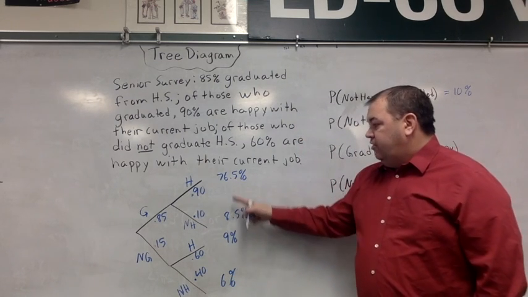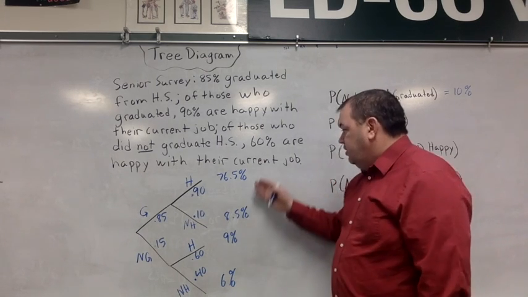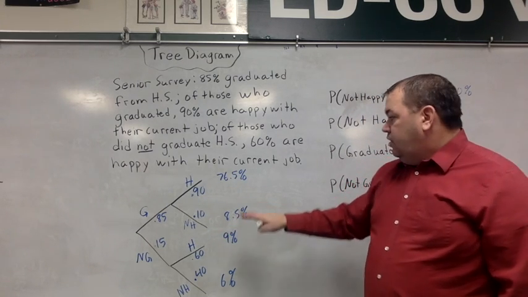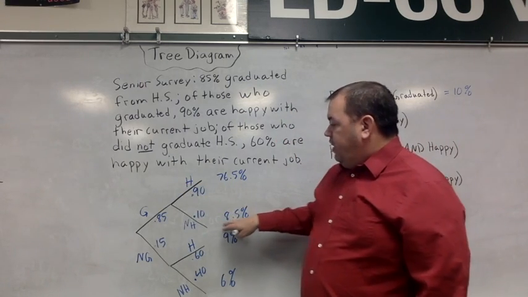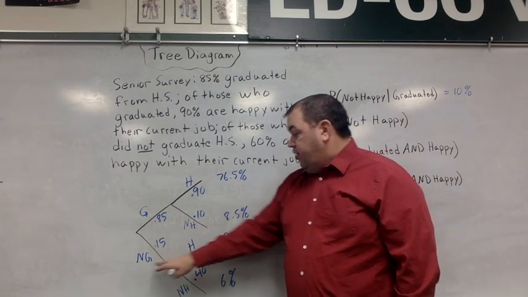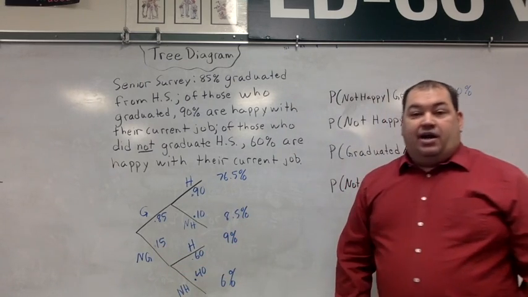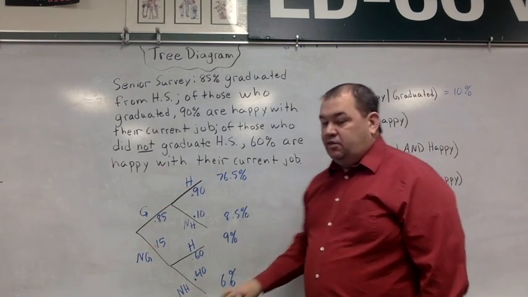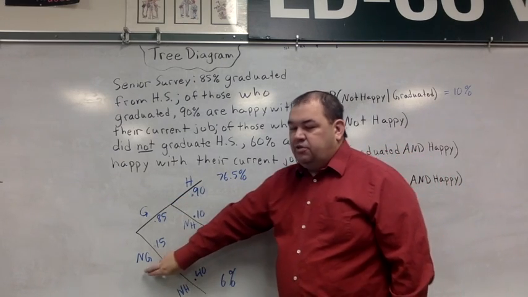Now, take a moment to add those up, since you have your calculators out already. Now I've got 100% of my respondents. Okay, 76% are graduated and happy, 8.5% are graduated not happy, 9% did not graduate but are still happy, and 6% did not graduate and are not happy with their jobs. These numbers apply to everybody. These two numbers only apply to graduates. These two numbers only apply to non-graduates.